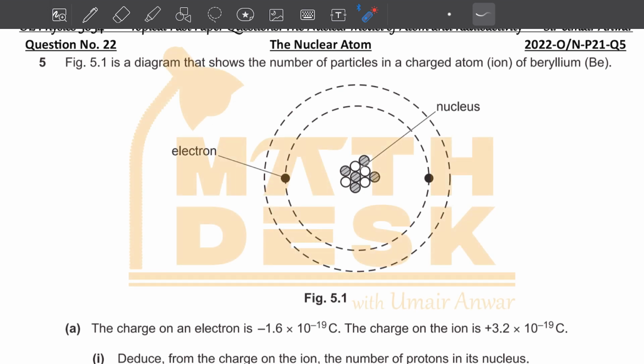Welcome to this tutorial. I'm solving question number 5 of paper 2-1 October-November exam series of 2022. The topic of this question is mainly the nuclear atom.